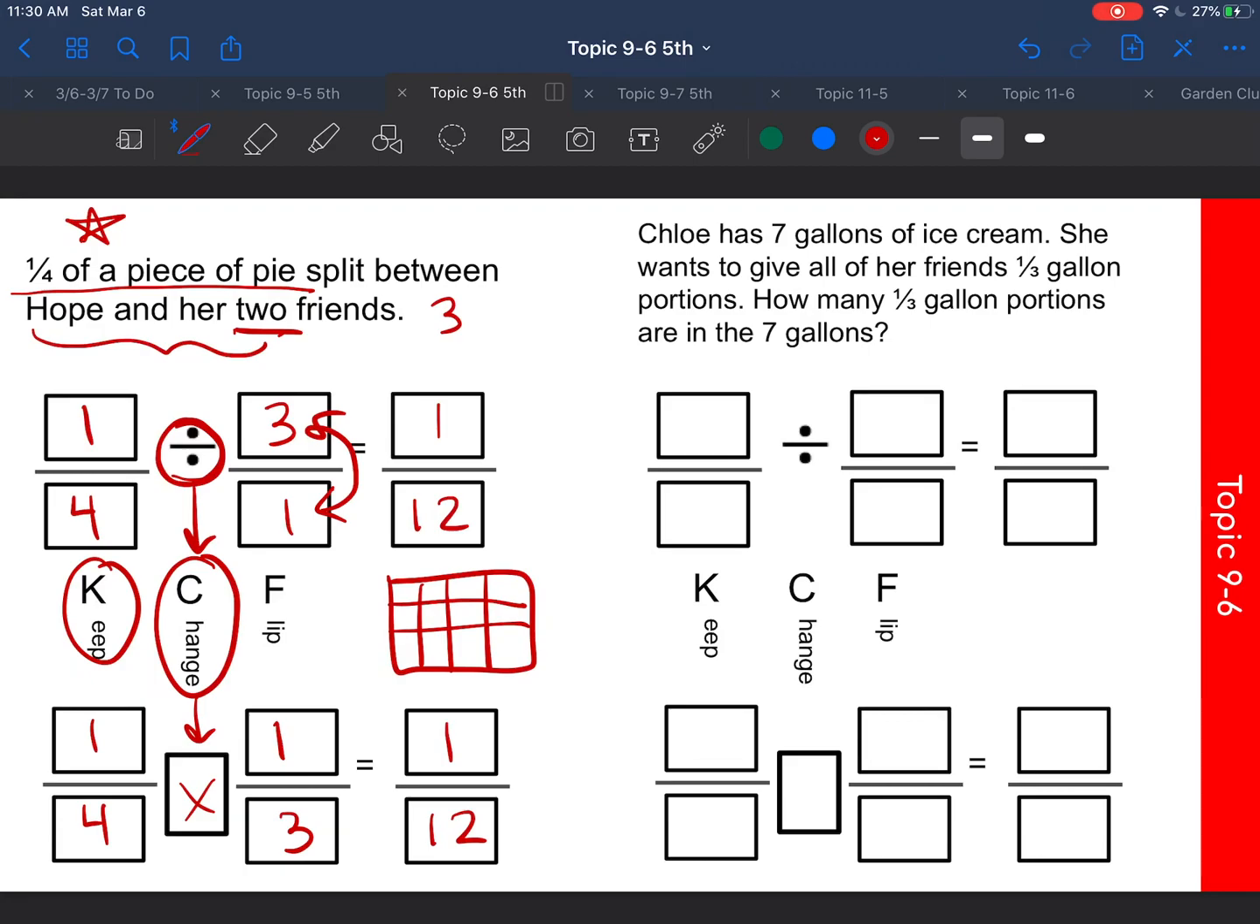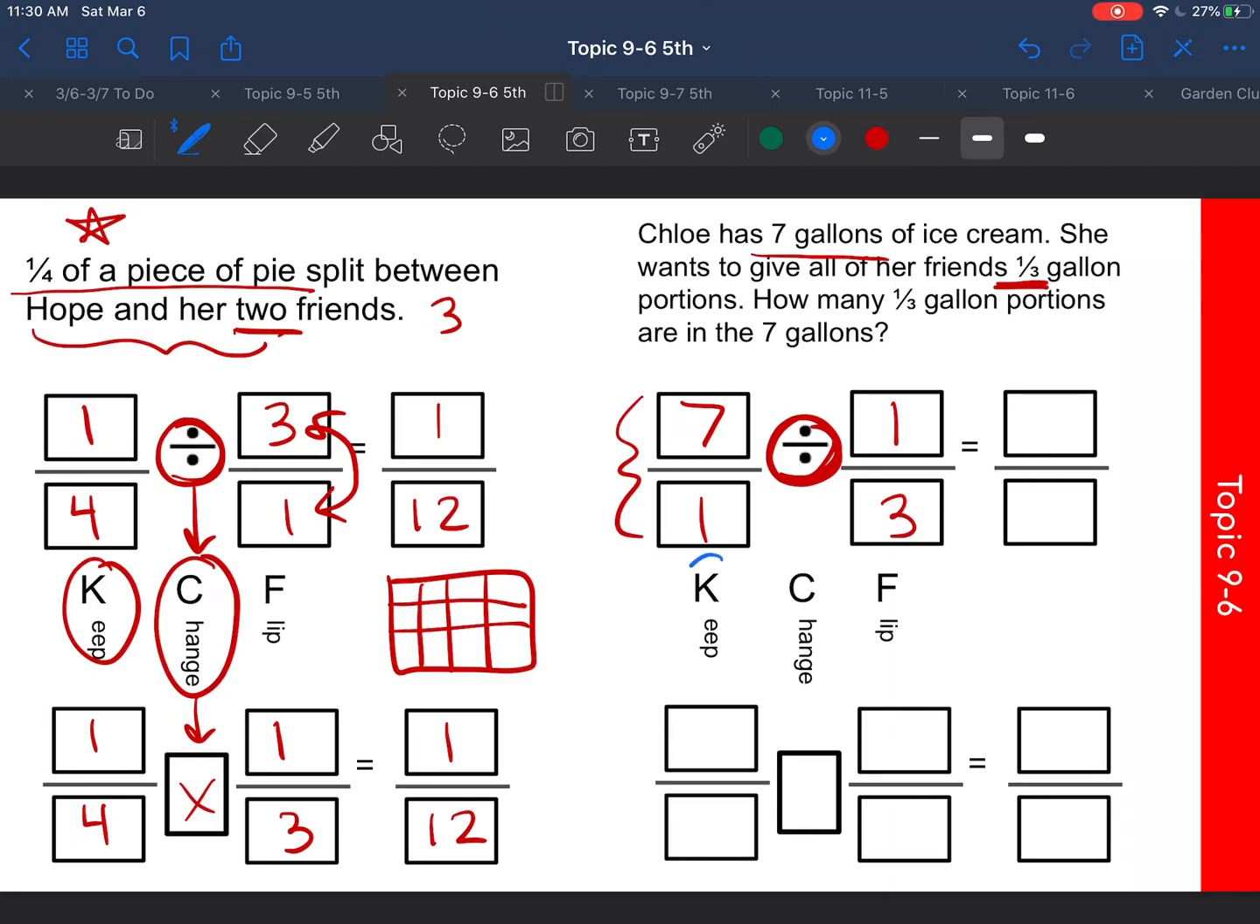Let's look at this last one. It says Chloe has 7 gallons of ice cream. She wants to give all of her friends 1/3 gallon portions. How many 1/3 gallon portions are there in 7 gallons? So again, what are we starting with? What are we splitting? We're splitting 7 gallons. So again, we want to write it like a fraction, so it will be 7 over 1. And then we're seeing how many thirds we can get out of 7. So 7 divided by 1/3.